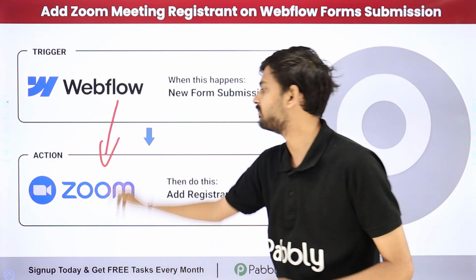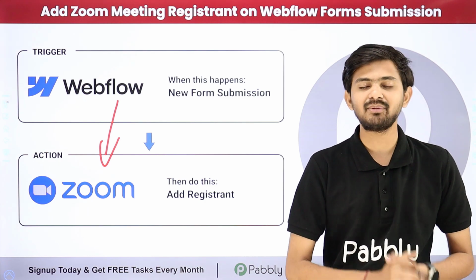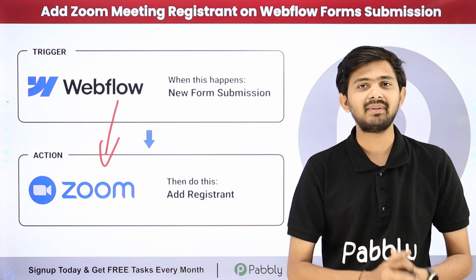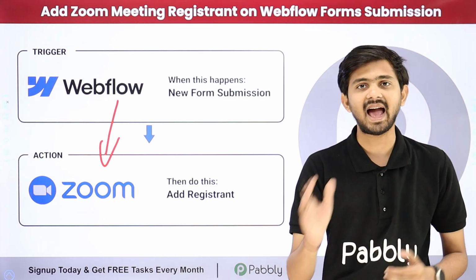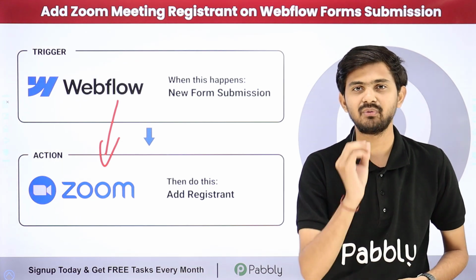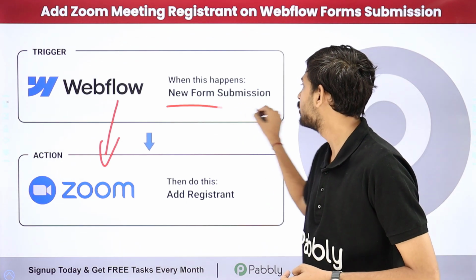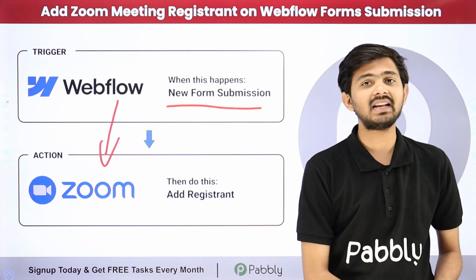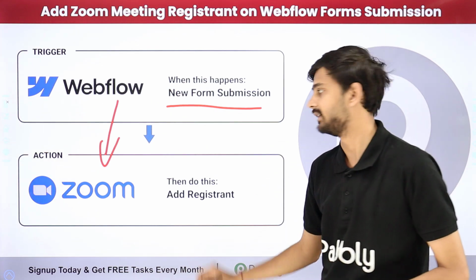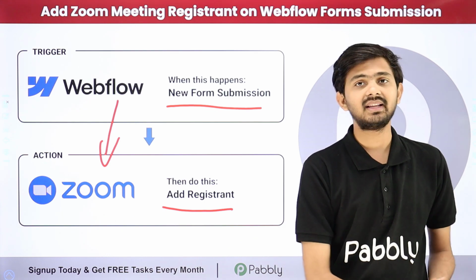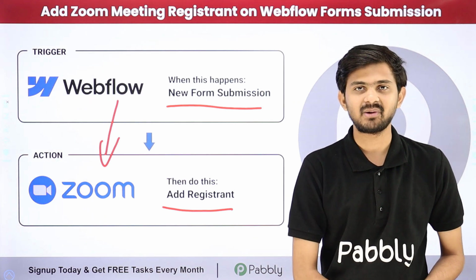So here I want to do this automatically, and for that I need to build a connection between Webflow and Zoom. So for building this connection, I'm going to use Pabbly Connect. Now Pabbly Connect is an amazing software for automation and integration. Now with Pabbly Connect, whenever I'm going to receive a new form submission through my Webflow form, then automatically I will add a new registrant in my Zoom meeting. So how I'm going to build this connection? For that, let me take you to my computer screen.